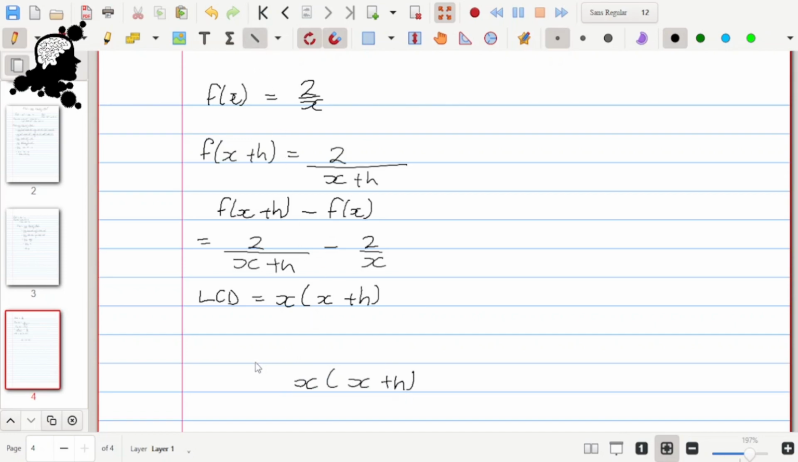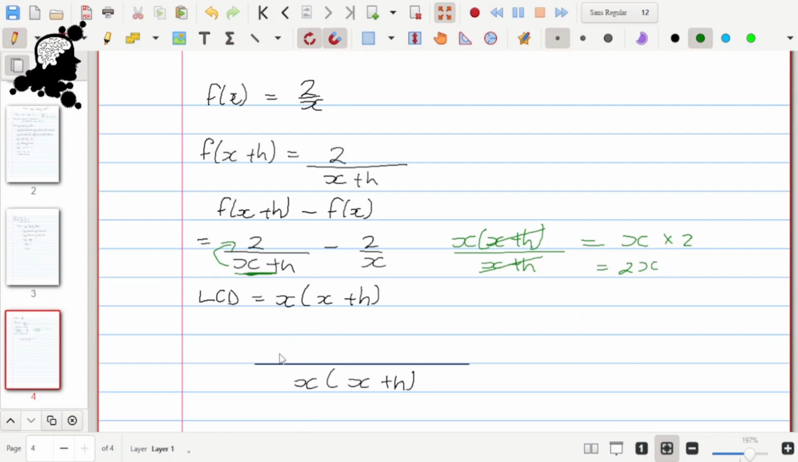Then what we need to do now is simplify this. In simplifying this, you would remember from primary school, we take the LCD divided by the first denominator. Our first denominator is x plus h. That's going to cancel, we just have x. We then multiply it with the numerator. So multiply by 2, this is going to give us 2x. I'm going to put the 2x there, minus.